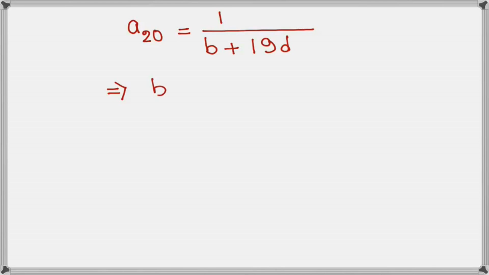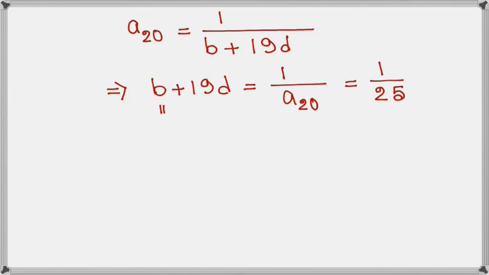Also note that A20 is equal to 1 by (b plus 19d). Therefore, b plus 19d is equal to 1 by A20, which is equal to 1 by 25. And we know b is equal to 1 by 5. Therefore, d is equal to minus 4 by (25 into 19).